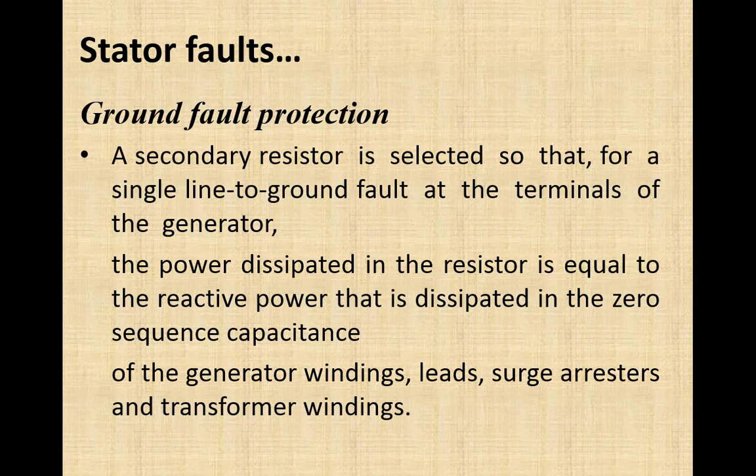Those stray capacitances are the capacitance that exists between generator winding and ground. That will be between the winding and the core and between the winding and the casing of the generator. Second will be the capacitance that exists between the leads used to connect the generator with the generator step up transformer. So there will be a capacitance between those conductors and ground. The third part of that capacitance is surge arrestor capacitance. Lightning arrestors are installed at the terminal of the generator. And the fourth will be transformer winding capacitance.